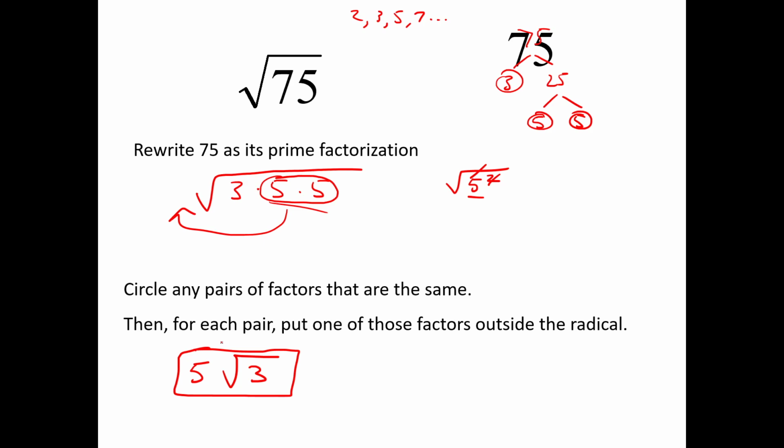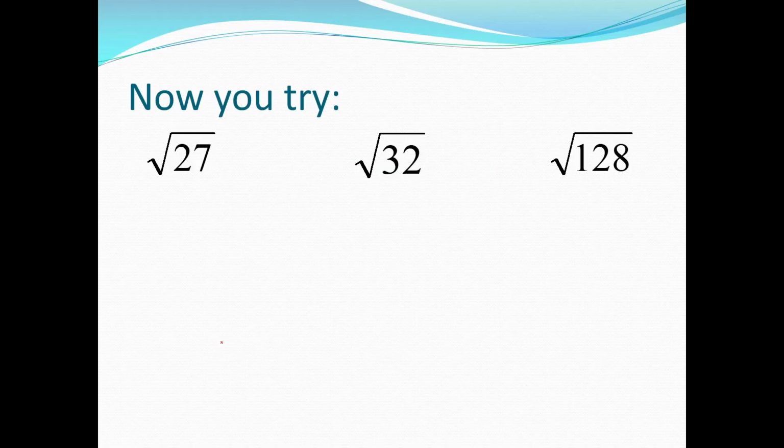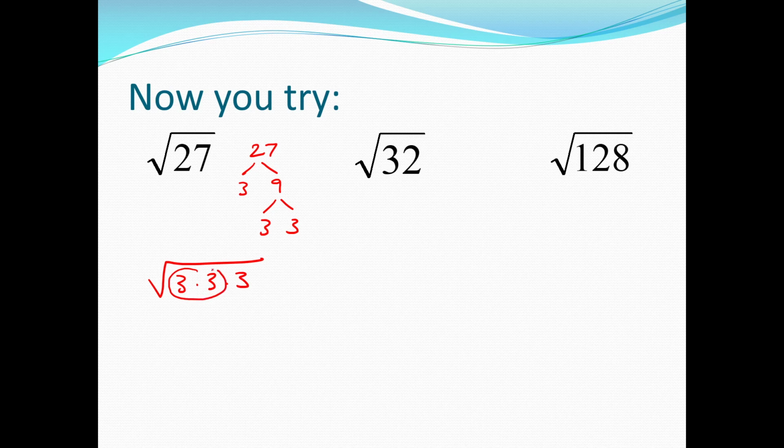Okay, so we'll do another example. I'll do 27, and then you can try the others, or feel free to pause at any point if you want to try these yourself. 27, okay, make a factor tree. 3 goes in 9 times, which splits into 3 times 3. Okay, so this is 3 copies of 3. Circle a pair. And for each pair, pull out 1 copy. So these go away, but there's still 1 3 left behind. And you're done. Okay, you may want to try 32 and 128 yourself.